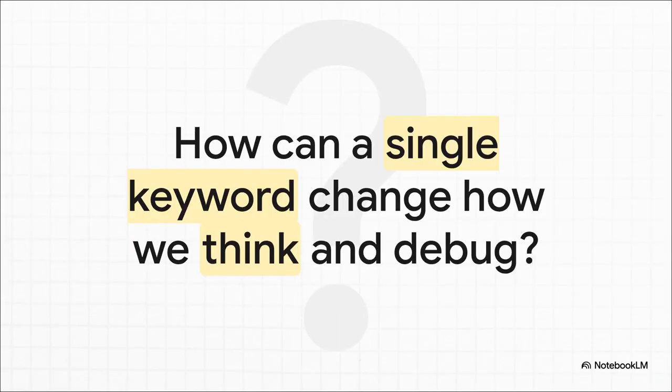And this really brings us to our final thought. The move from var to let and const wasn't just about adding new keywords. It was a fundamental shift in the language toward writing safer, more predictable, and easier to debug code. So I'll leave you with this question to think about. How can something as small as a single keyword change not just what our code does, but how we think about it in the first place?